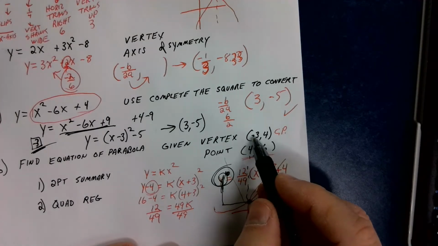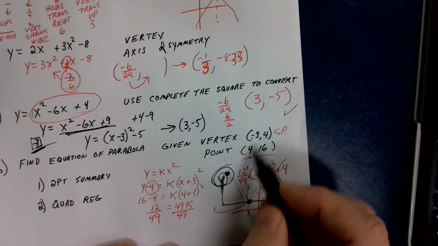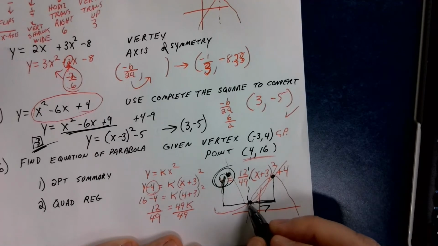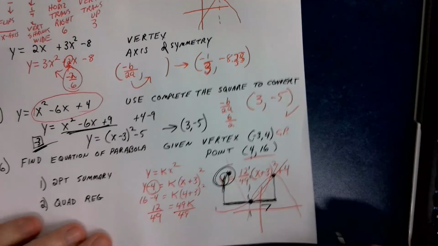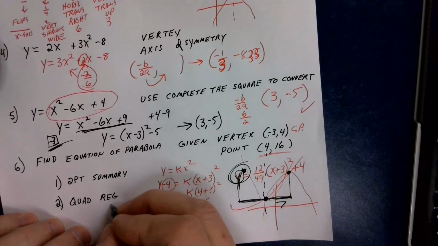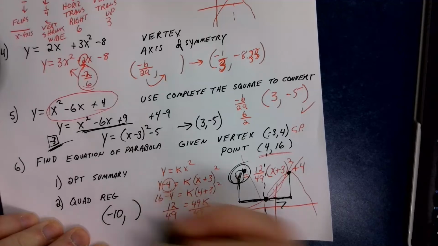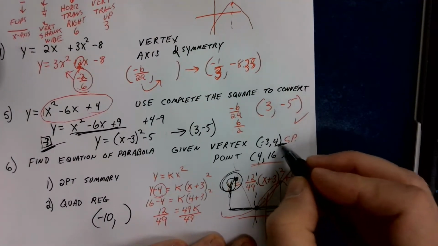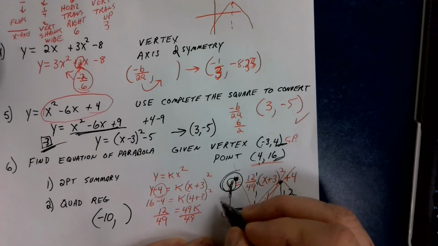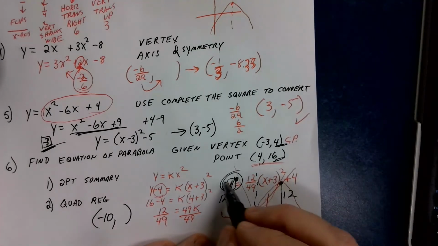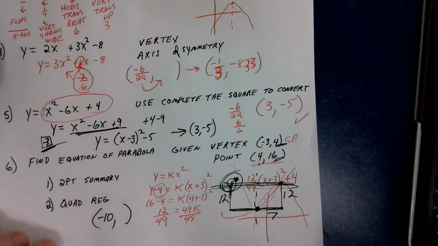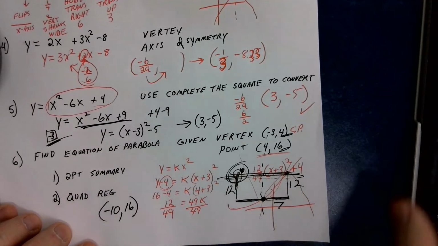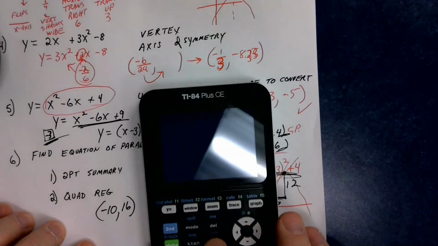Well, how far did I go left or right? So I went from -3 to 4, so I went over 7. So if I go 7 this way from -3, I know that I have another point at -10, and I know that I went up from a height of 4 to a height of 16, so I went up 12. So I got to go up 12 again, but this is pretty easy. The y values don't change, so the y value has to be 16. So now I can do -10, 16 as my 3rd point.